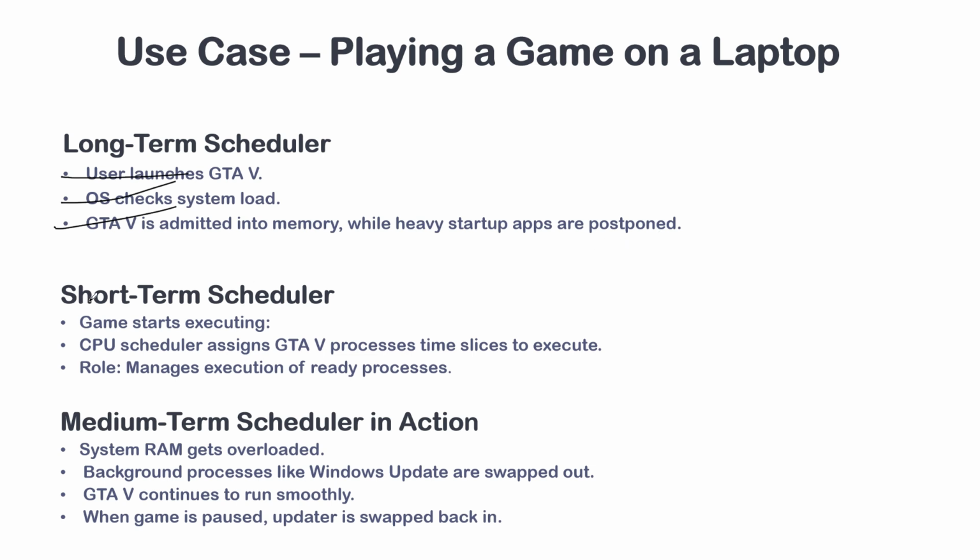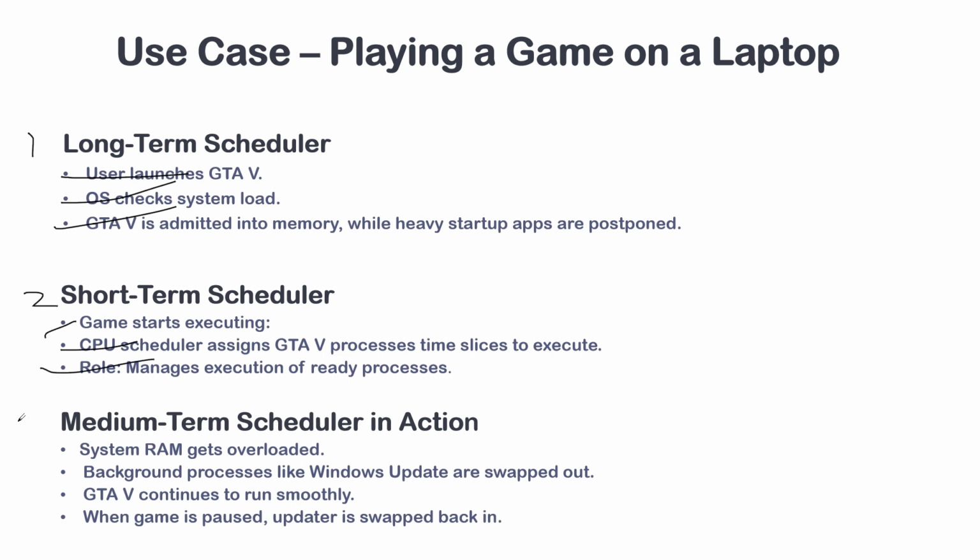Now, what will the short-term scheduler do? So the game starts executing. The CPU scheduler assigns GTA 5 a processing time to execute. It will give a time slot to execute. Its role is that it manages the execution of ready processes.